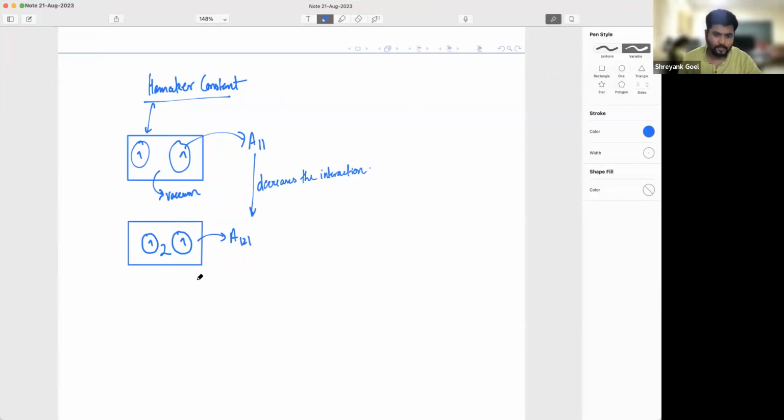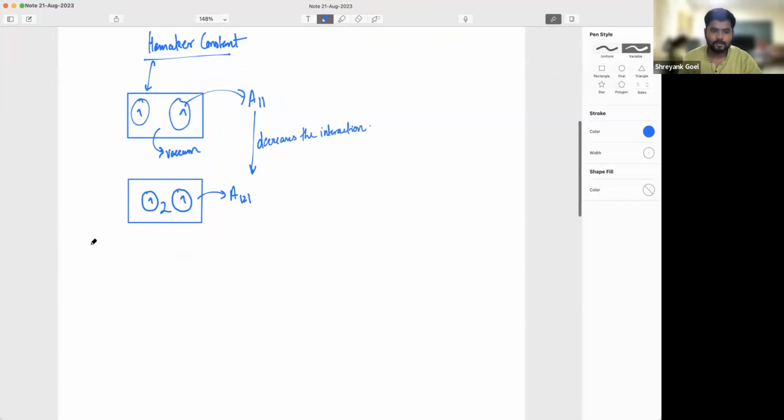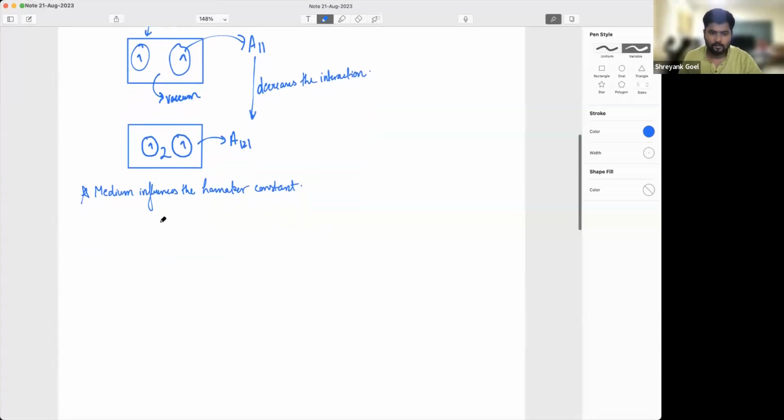So the important point to note here is that the medium influences the Hamaker constant. We have to define how it changes when we have two different particles, and we have to find the relation between the two like particles in the absence of media.